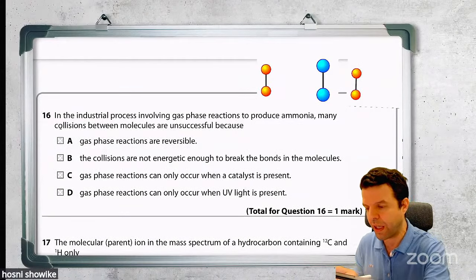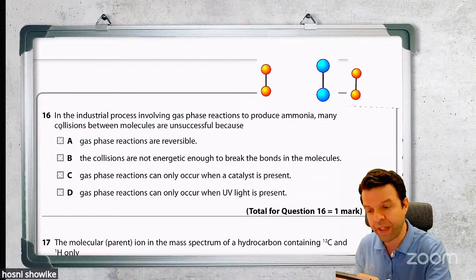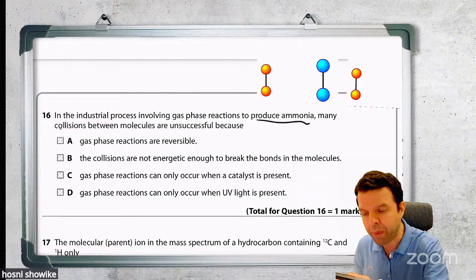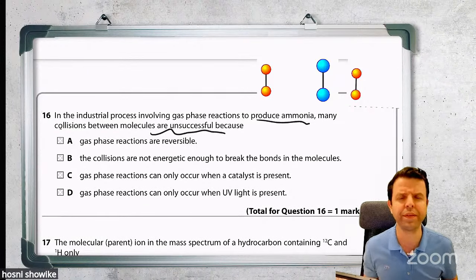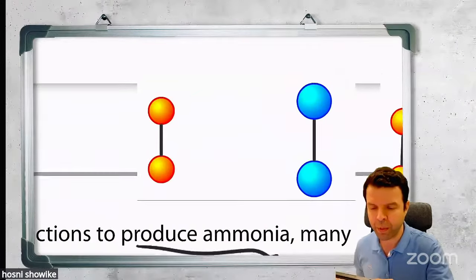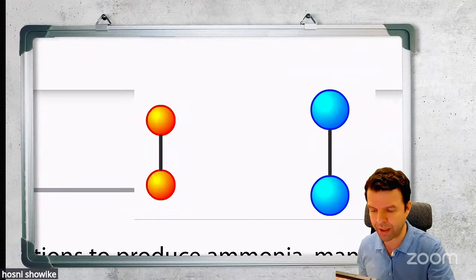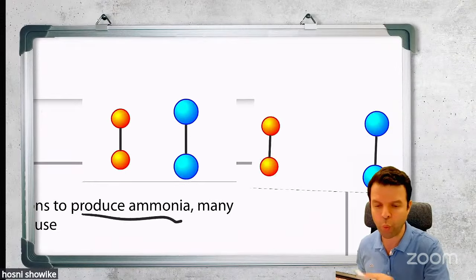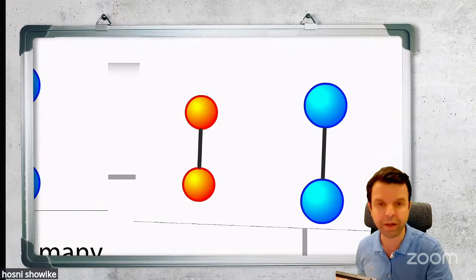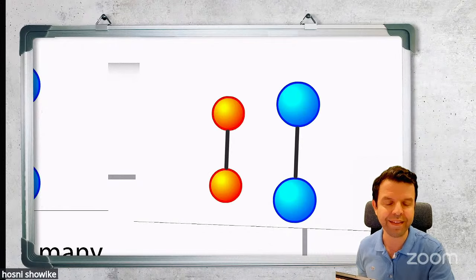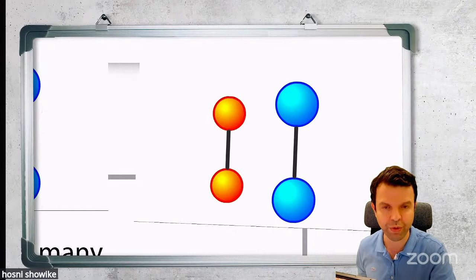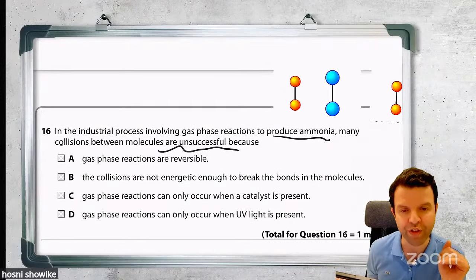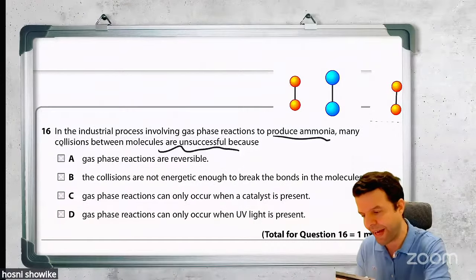Here it says, in an industrial process involving gas reactions producing ammonia, many collisions between particles are unsuccessful. Why is it? Most of the time, particles collide like this. They collide and they have very little energy, so they bounce back. We call these elastic collisions. That's not successful. The reason here is that they don't have that minimum amount of energy. They don't have activation energy.